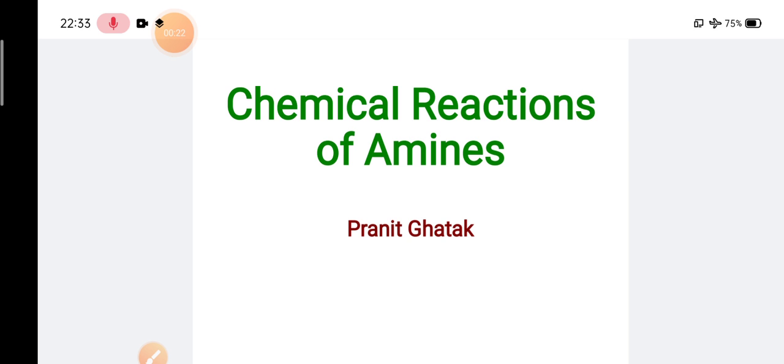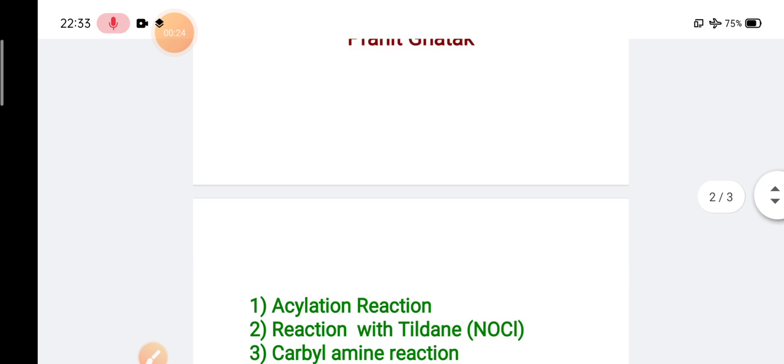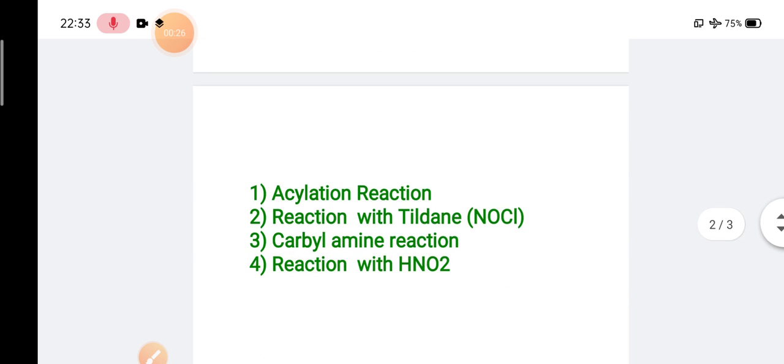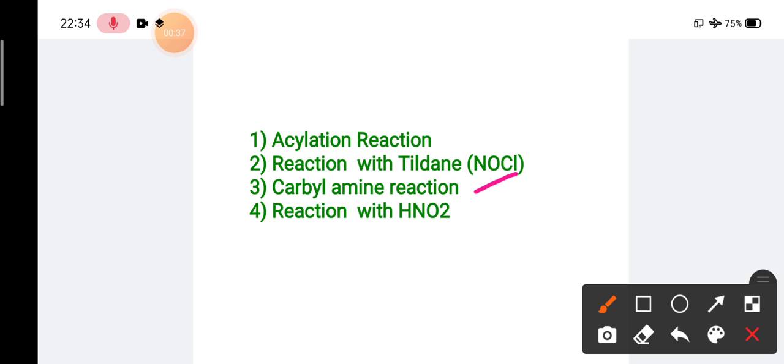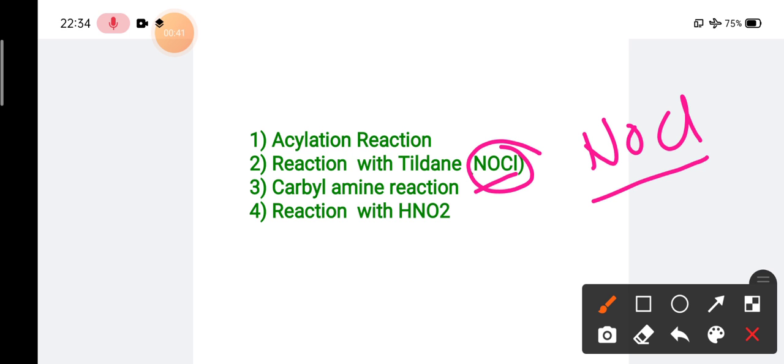So, let's begin. Today we are going to discuss 4 reactions. Reaction number 1 is the acylation reaction. The second reaction is the reaction with Tilden. What is Tilden? Tilden is NOCl, that is what is being called Tilden. Then we will do a name reaction, that is the carbylamine reaction. And the last reaction of today is the reaction with HNO2.